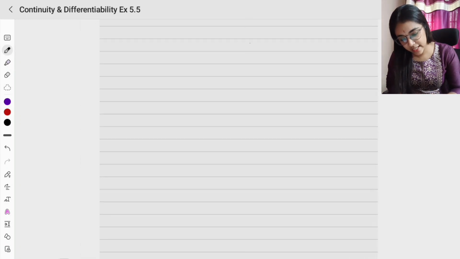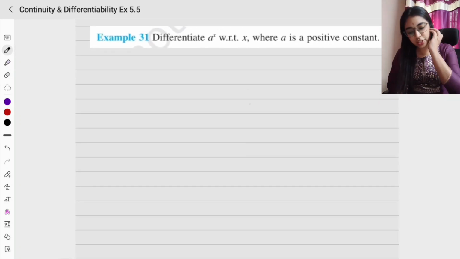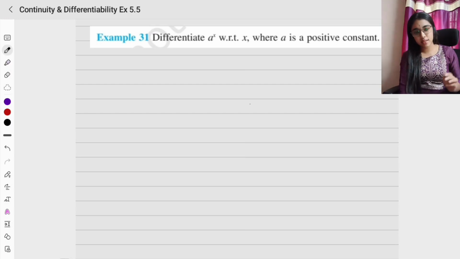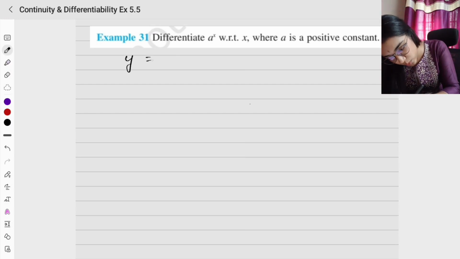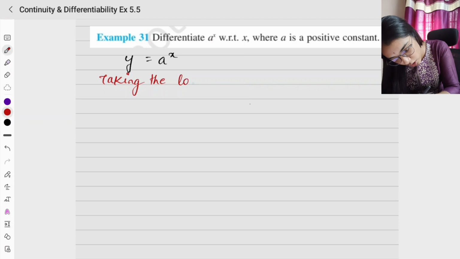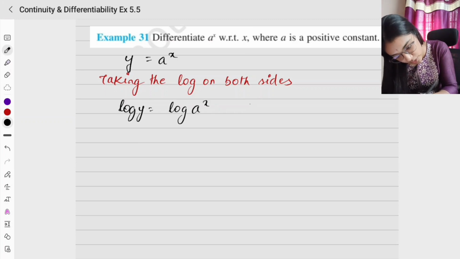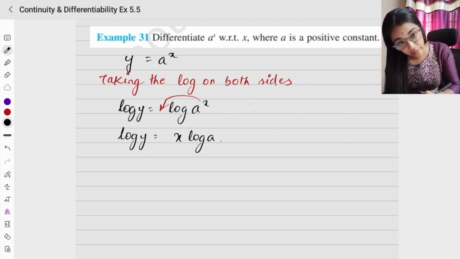Next example, Example 31. Differentiate a to the x with respect to x, where a is a positive constant. Now we'll write y is equal to a to the x. Now taking log on both sides. This is the step, this is the process. Taking the log on both sides. So what will I have? Log y equals log a to the x. So the power is basically going to come down. The x is going to come down. So I'll have log y equals x log a, where a is a constant.